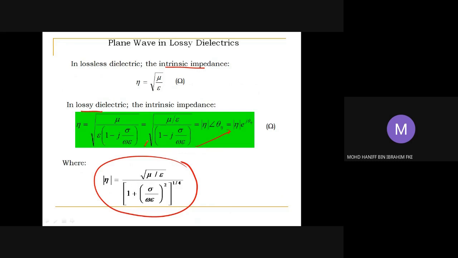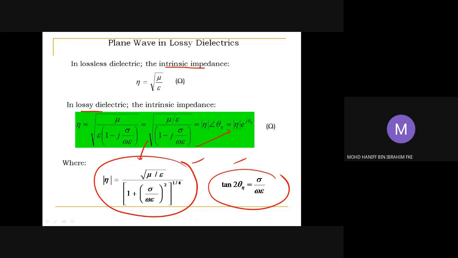Basically this is obtained from here, the amplitude derivation, and also the angle theta. The angle theta will be based on this equation, where we have tangent of 2 theta equals sigma over omega epsilon. So these are the two equations that enable us to find the amplitude of the intrinsic impedance and also the phase of the impedance. Don't memorize these equations, it will be given to you.